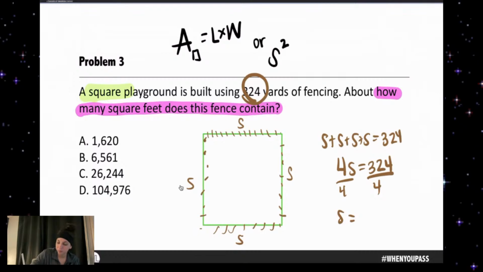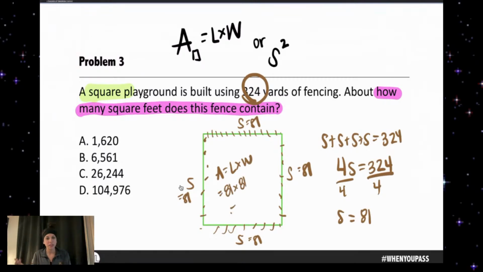81. So that means that this side equals 81, and so does this side, and so does this side, and so does this side. And if area equals length times width, then I can just do 81 times 81 and get my answer. Pretty simple, huh? That equals 6,561. Questions?